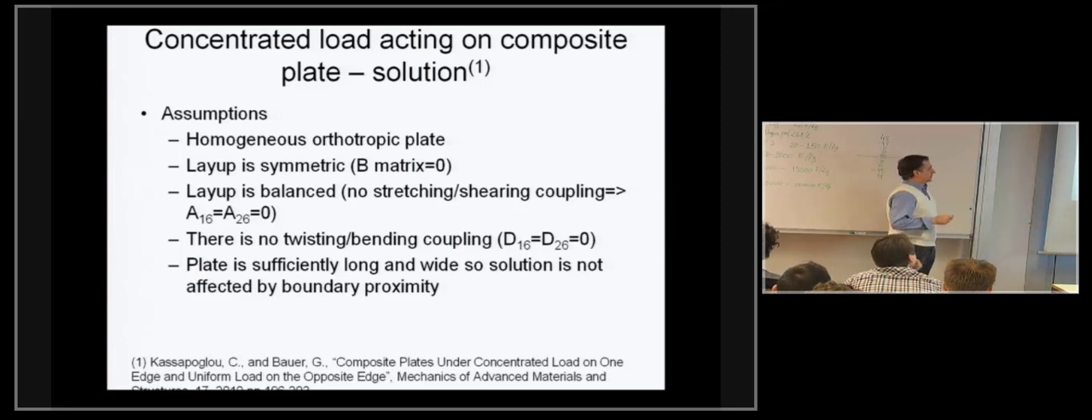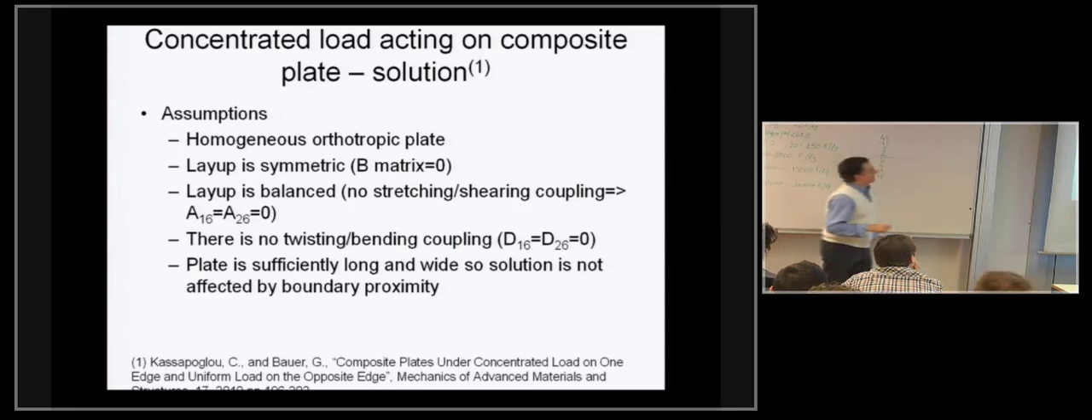It's a homogeneous orthotropic plate. The layup is symmetric, so the B matrix is 0. That the layup is balanced, so the A16 and A26 terms are also 0. That's just for algebraic purposes to make it slightly easier. And we are assuming there's no twisting, bending, coupling. We mentioned last time, I believe, that if you have anti-symmetric layups or layups using only 0s and 90s, or I'm telling you now, layups using only fabric material, plain weave fabric preferably, then the D16 and D26 terms are 0.